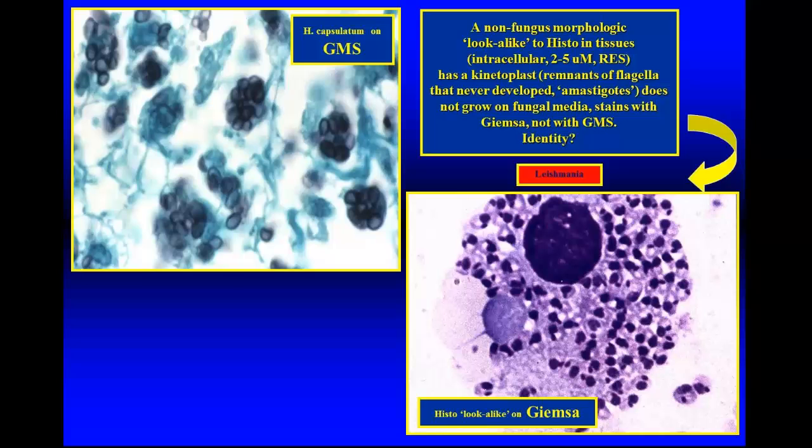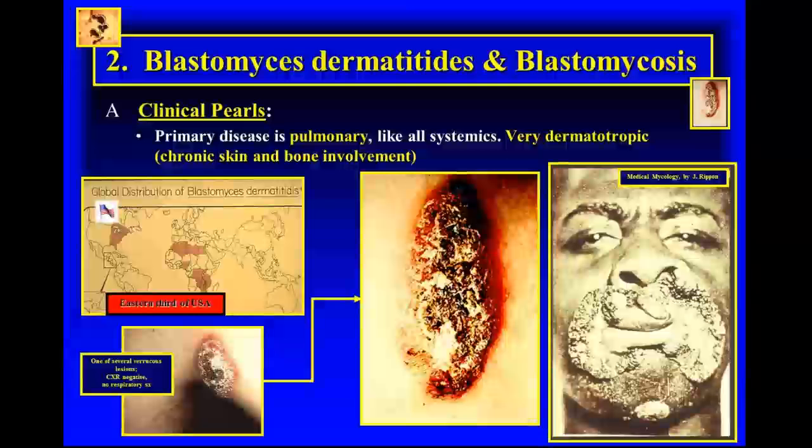That's it. That's a board question right there. That's Leishmania. The other lookalike morphologically. I must move on to the second of your 4 deeper systemics, that's Blasto. Blasto, you're gonna remember the eastern third, Coxie will be the western when we get to it.